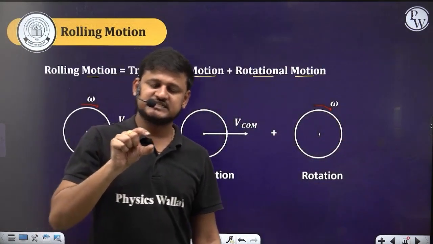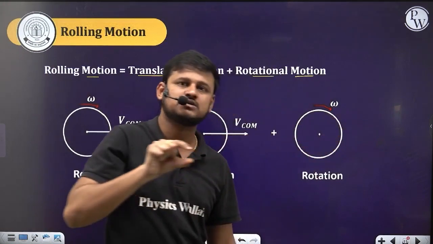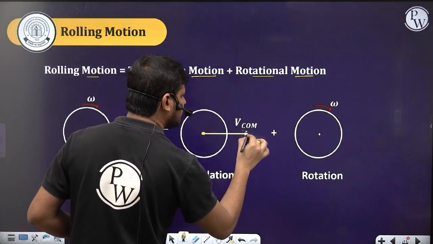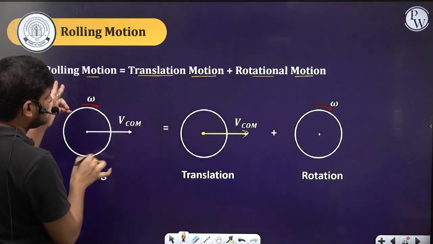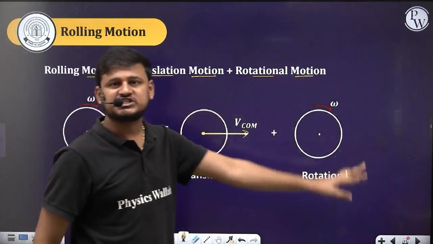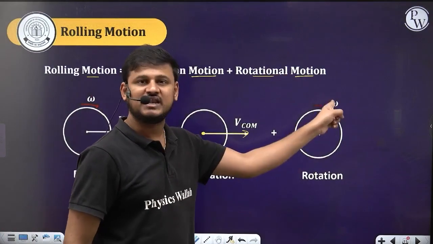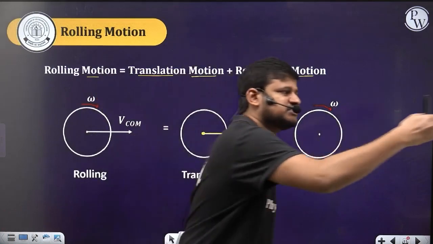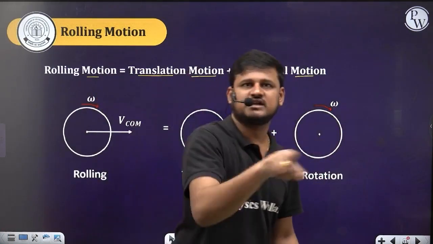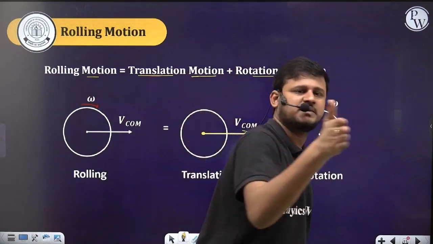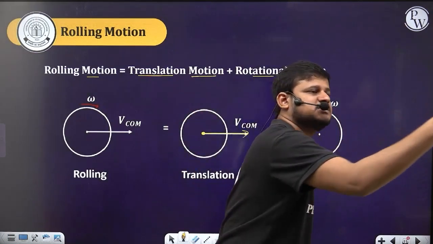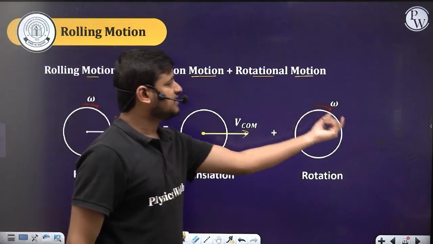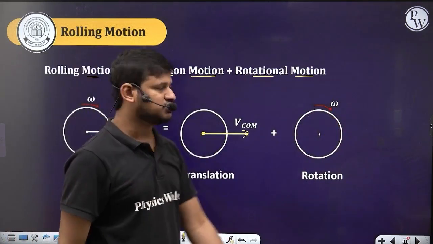So shall we say its center of mass is making the translational motion, right? And every particle of the wheel is making the rotational motion. Its center of mass is moving in a straight direction. If the wheel is rotating like this and moving forward, its center of mass moves in this direction, which is nothing but the translational motion. Then every other particle will make the rotational motion. That's what I wrote.